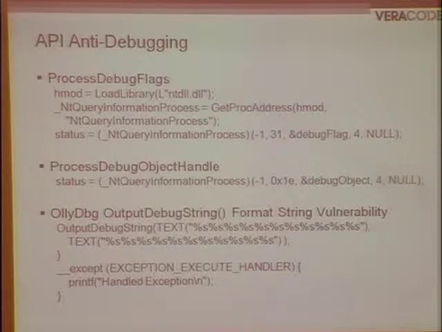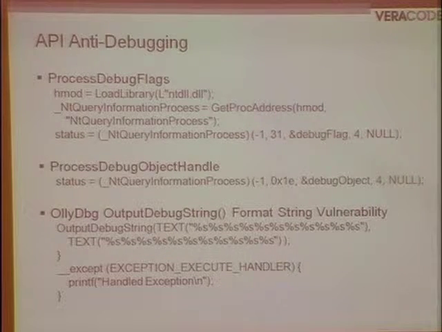All right, process debug flags. Again, this is more information that's stored within the process environment block. The anti-query information process call is used again here, as you'll see. We're querying information about our process with a second parameter of 31. 31 is the process debug flags enum. So this returns a DWORD indicating if the target process is being debugged.